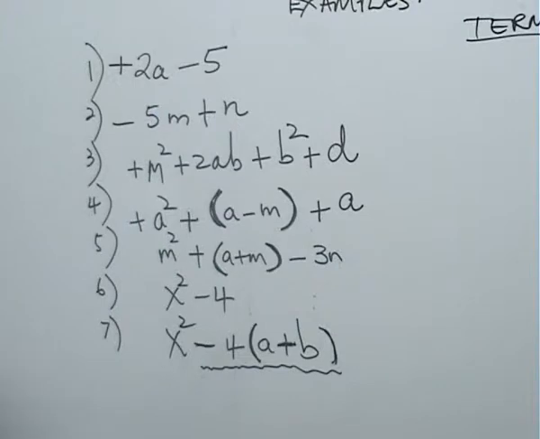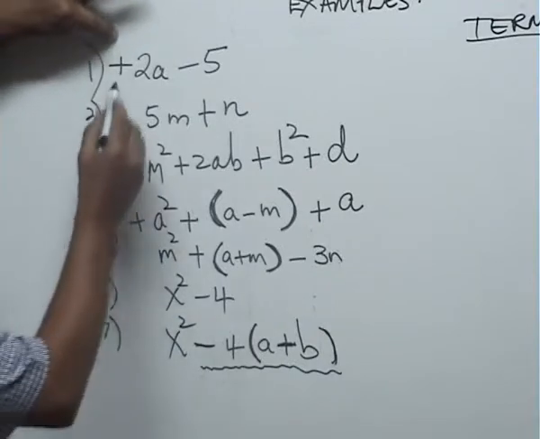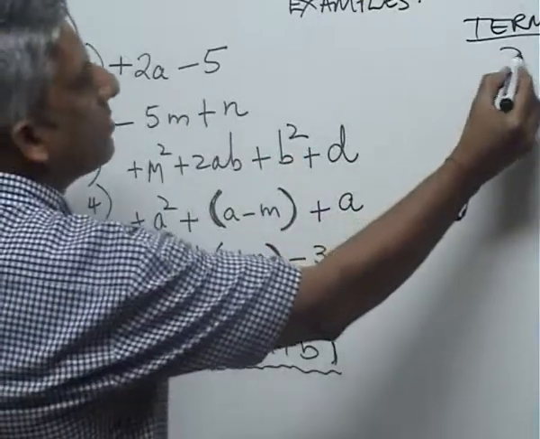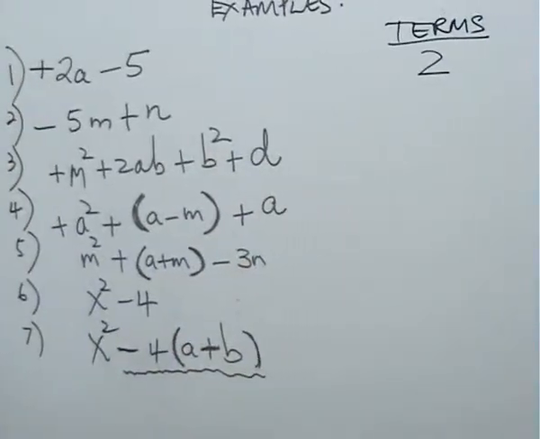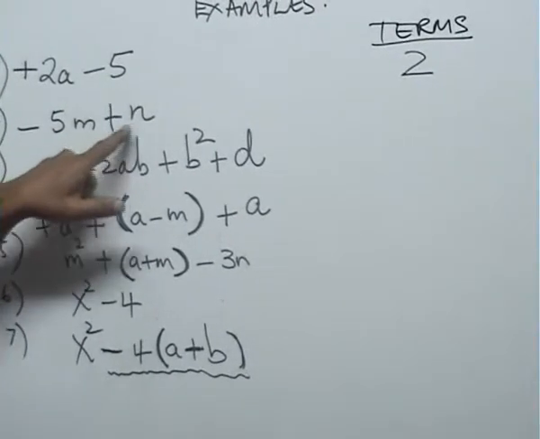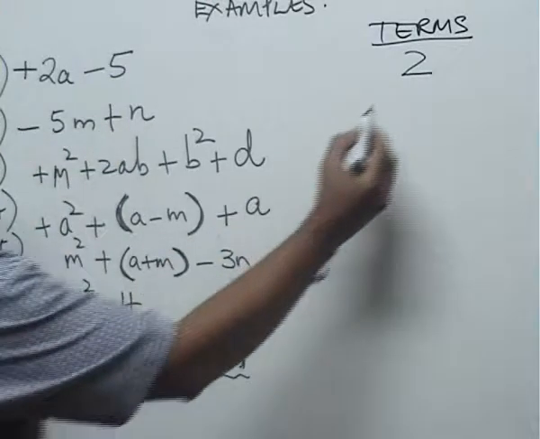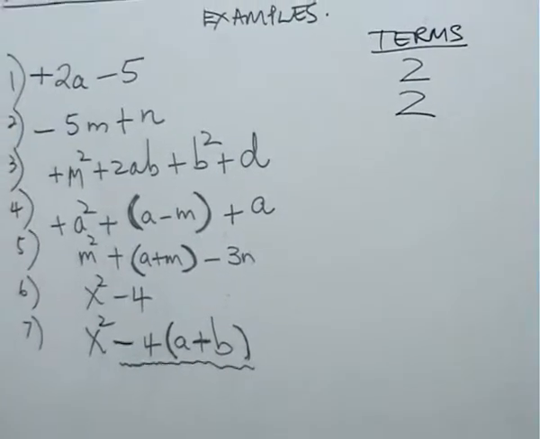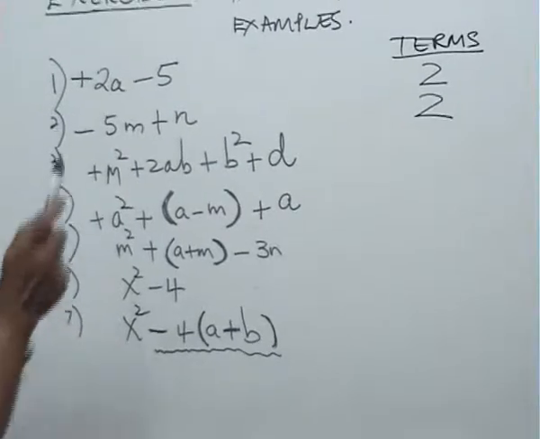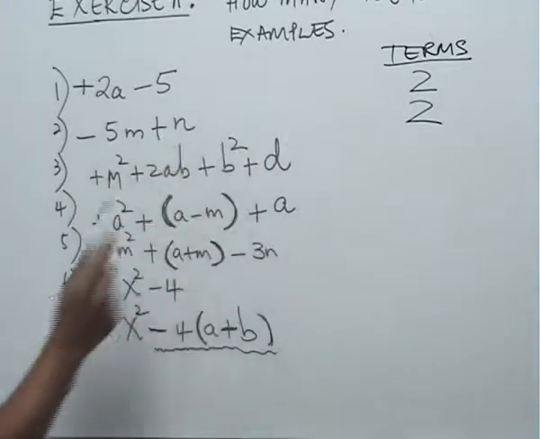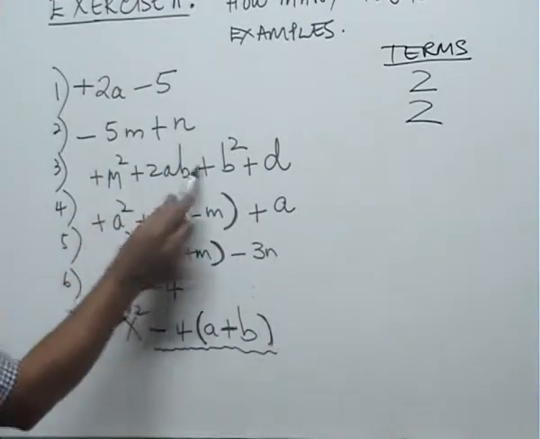Alright, hard-working learners, good. I hope you had switched off the DVD. Let's see. So number 1, plus 2a is one term, minus 5 is another term, number of terms 2. Number 2, minus 5m is one term, plus n is another term, number of terms is 2. So like we told you earlier on, terms are separated by plus and minus signs. So even if you just counted the plus and minus signs, you'll get the answer right. That's 2, 1, 2. So if you try this one, it will be 1, 2, 3, 4.